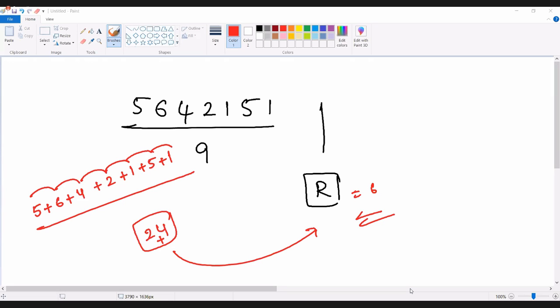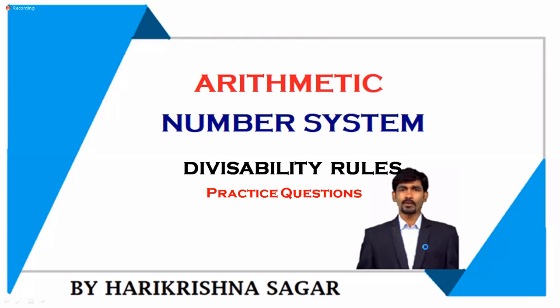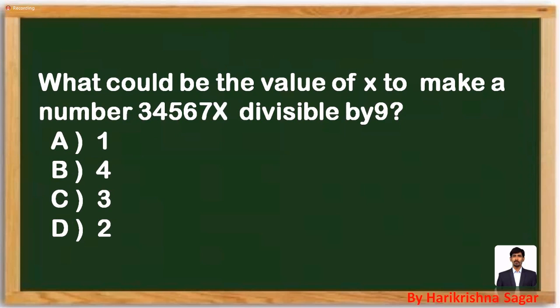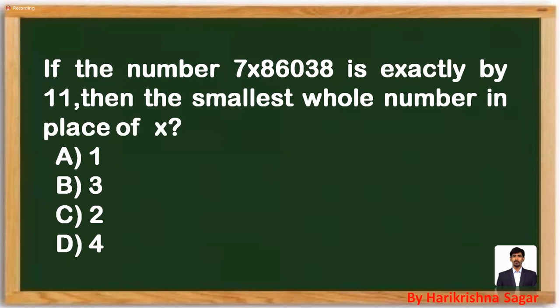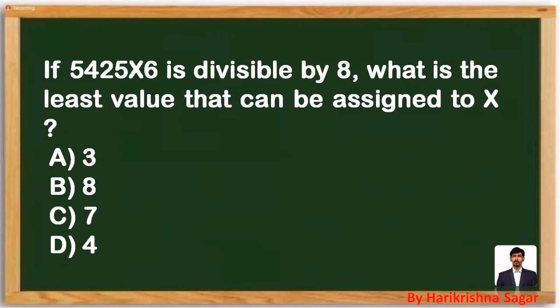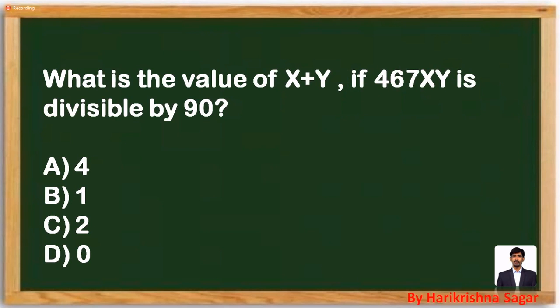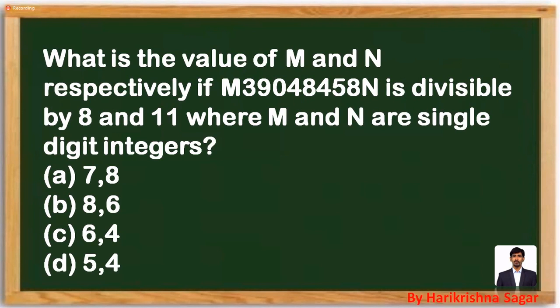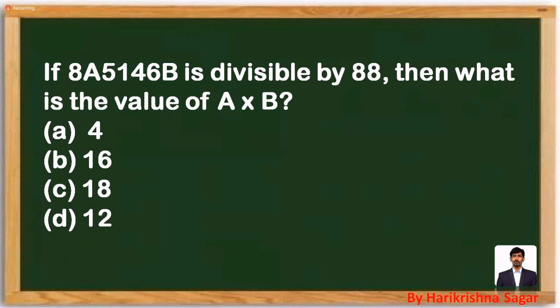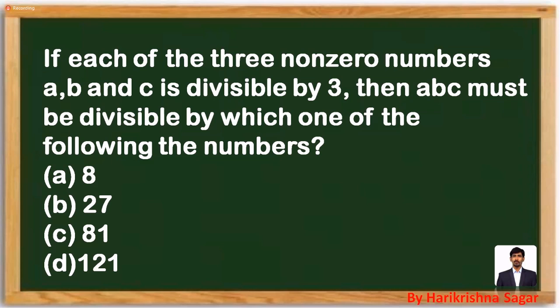Yesterday I showed some questions. I didn't solve those questions. This type of property based question, divisibility with 11 is important but easy. Divisibility with 8, divisibility with 9, divisibility with 3, divisibility with 90, divisibility with 11. So divisibility with 8 and 11, divisibility with 88.